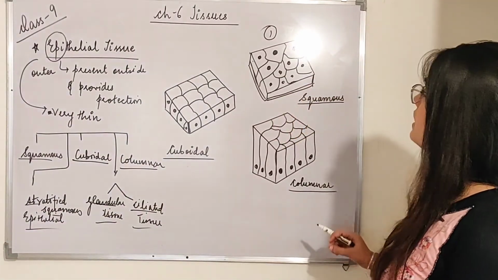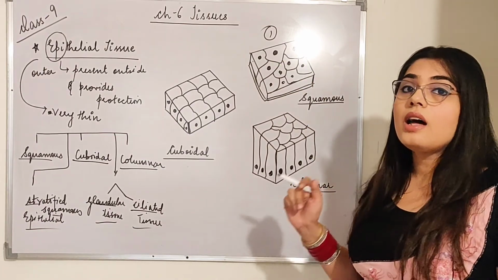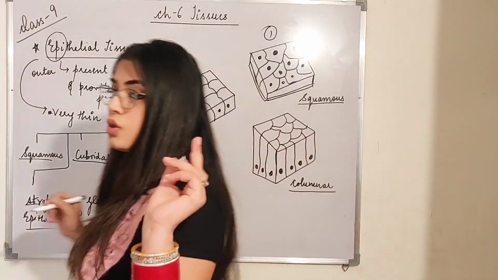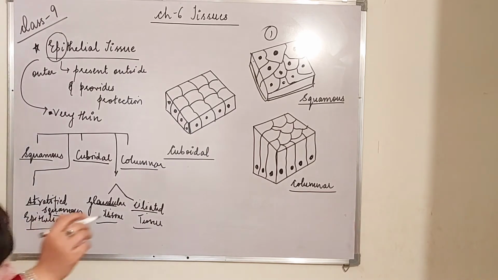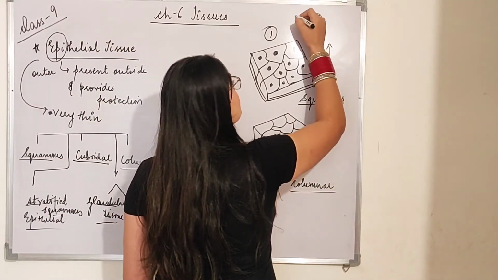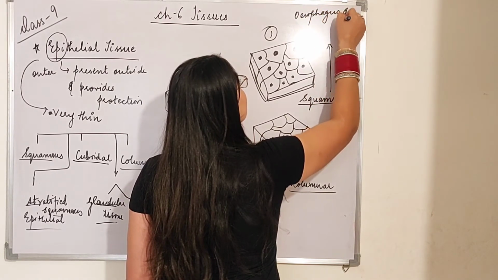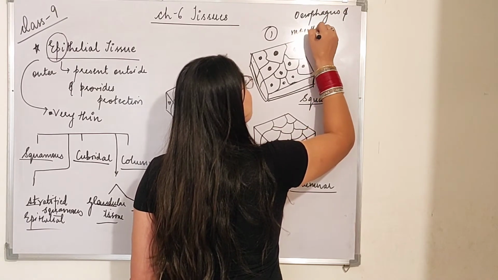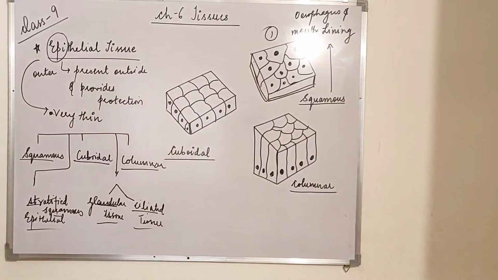So this squamous epithelial tissue is very thin, and it is basically present in our esophagus. Squamous epithelial tissue is basically present in what, beta? In the esophagus and the lining of our mouth. So you can write it down here. Squamous epithelial tissue is present in the esophagus and mouth lining. Okay, mouth lining. Fine. Then let's come to the next part, that is the cuboidal.